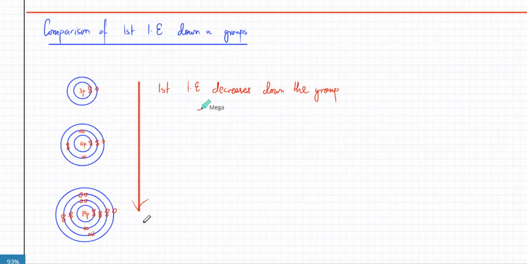Why does it decrease? Would this be the same for every group? It's going to be the same for every group. Because distance and shielding, or you can call it atomic distance, you can replace it with atomic radius. Distance and shielding effect increases.